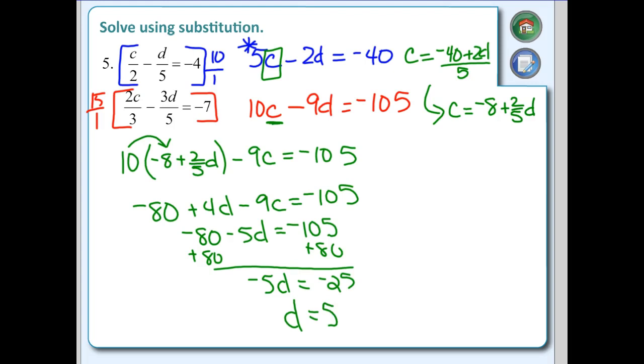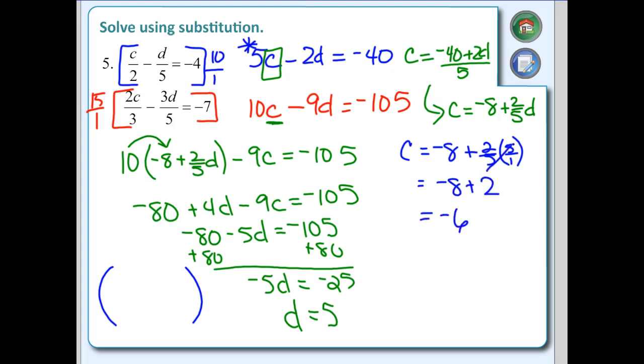Now remember, we found d, but now we have to find c. My answer has to be an ordered pair. All right? So let's plug our d in. So we've got c equals negative 8 plus 2/5 times d, which is 5 over 1. See, it works out nicely. So we've got negative 8 plus, the 5's cancel, plus 2. So that's going to give me negative 6. So my final answer then, remember C, D, they go in alphabetical order. So it'd be negative 6, negative 5.